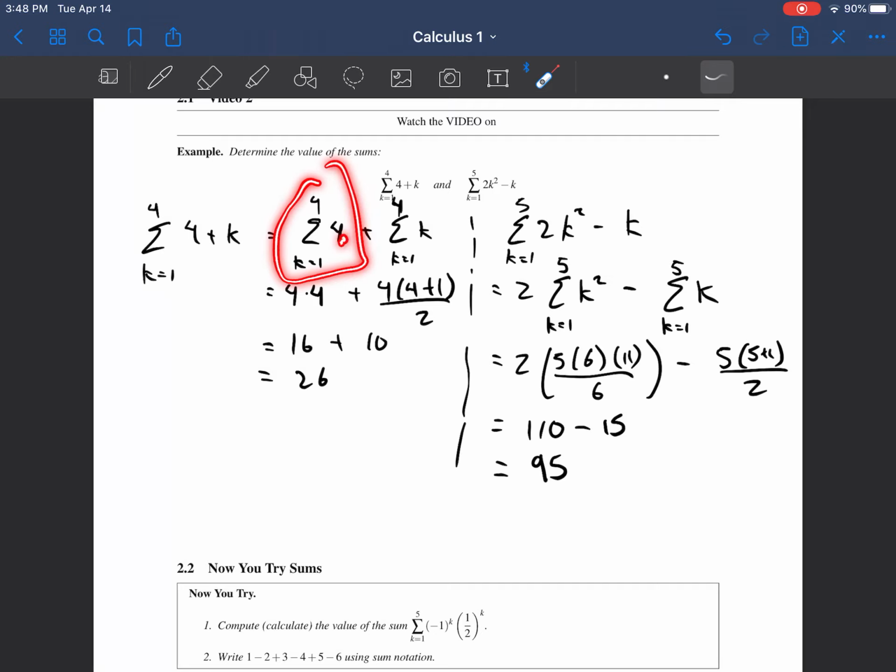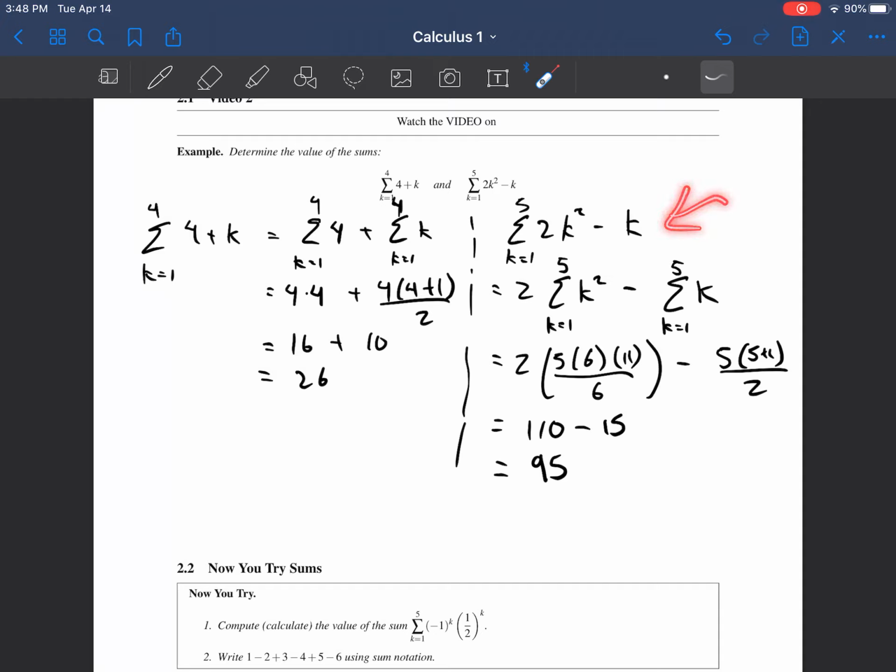This is saying you're adding up the number 4 four times, because we're going from 1 to 4. So that's really saying 4 times 4, which gives you this 16. Here I'm adding up the numbers k from 1 to 4. This is that formula that we just talked about. Using that formula, we get 4 times 4 plus 1 over 2. That gives me 10, and then adding these two numbers up gives me 26.